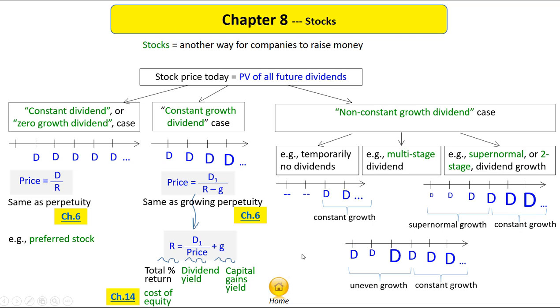So this is what chapter 8 was all about. A lot of computations, but everything is based on this common principle. To find the price per share of stock today, you need to discount all future dividends and sum that up.